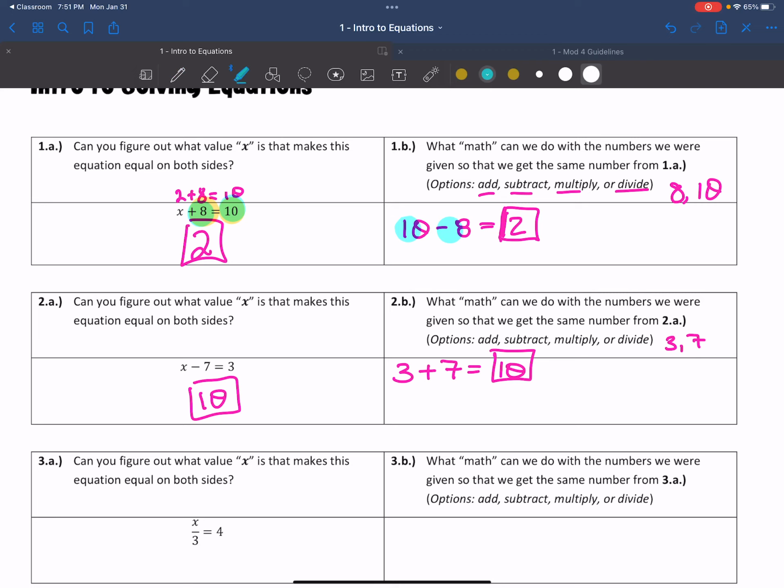And once again, we started with the number that we were already equal to, and we did the opposite of the number that we saw on the other side of the equation. So it said minus 7, we added 7.